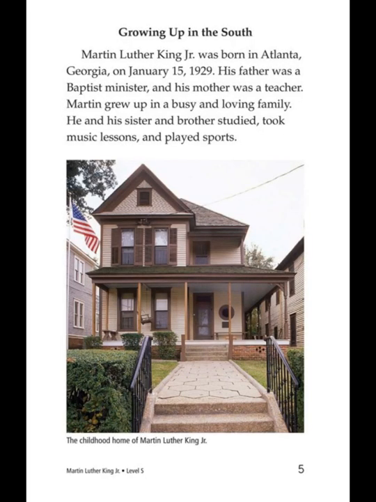Growing up in the South, Martin Luther King Jr. was born in Atlanta, Georgia, on January the 15th, 1929. His father was a Baptist minister, and his mother was a teacher. Martin grew up in a busy and loving family. He and his sister and brother studied, took music lessons, and played sports. This is the childhood home of Martin Luther King Jr.